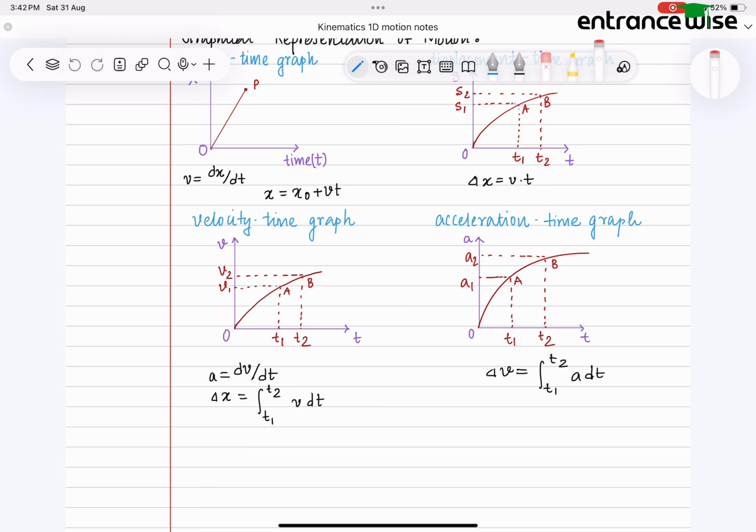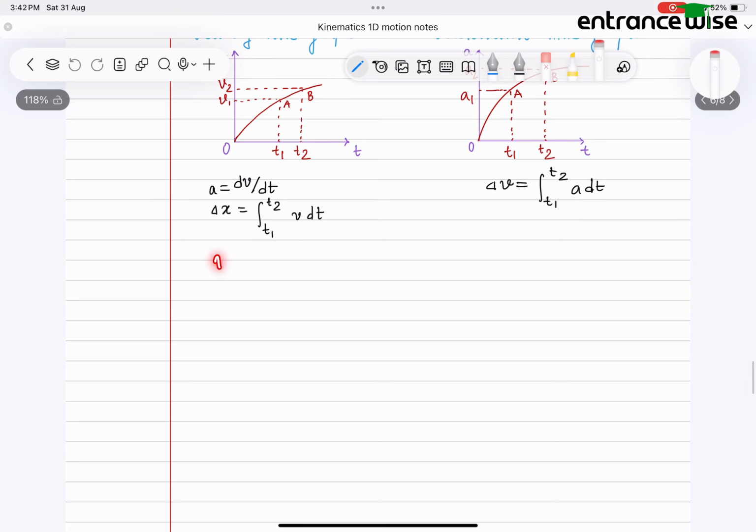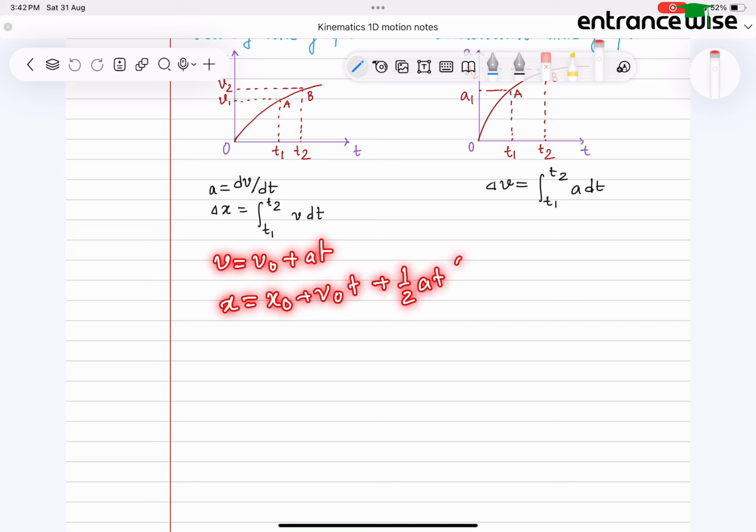Now, for constant acceleration, the velocity time graph is a straight line, and the equations of motion can be derived as v equal to v naught plus at, x equal to x naught plus v naught t plus half at square, v square equal to v naught square plus 2a into x minus x naught, where v naught is the initial velocity, x naught is the initial position, and a is the constant acceleration.